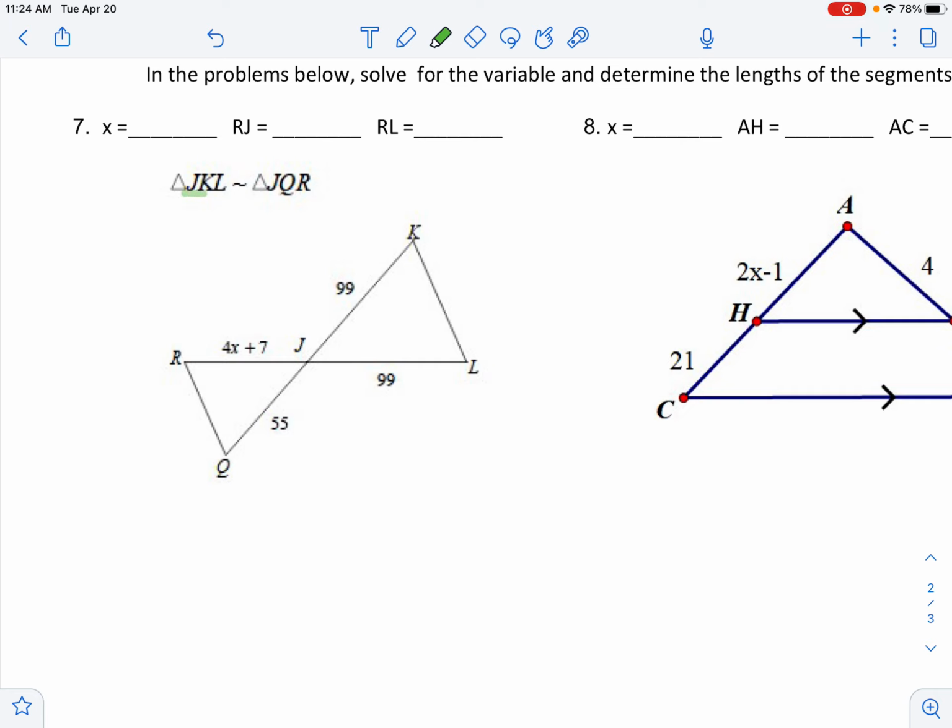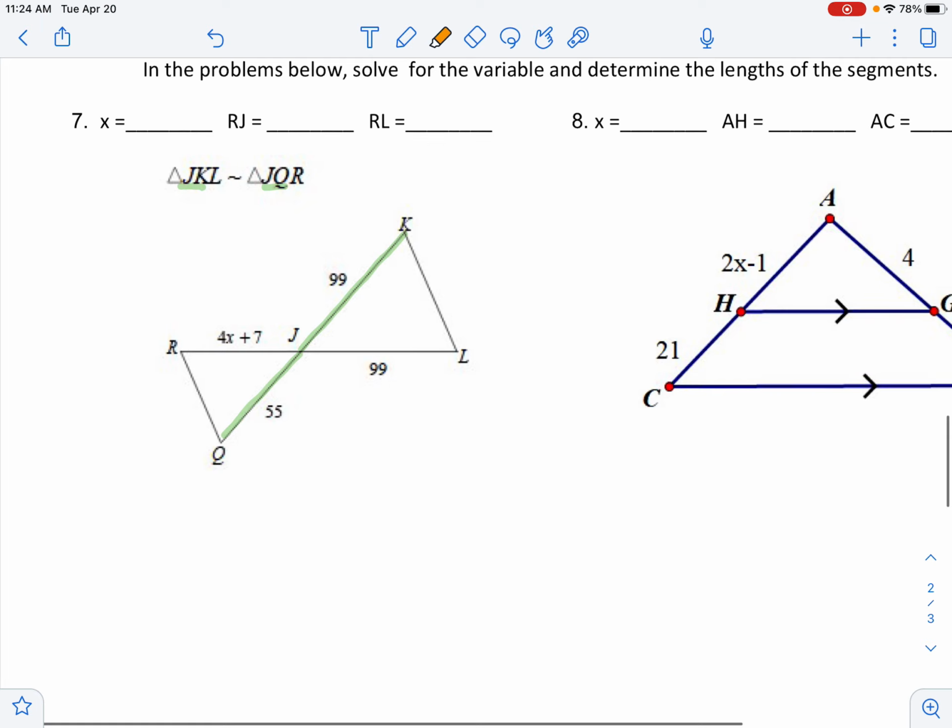So here, JK, this side here, corresponds with JQ, this side here, because they're both the first two letters in the triangle similarity statement. The next one would be JL, because that's what I have information about. Notice I did skip over KL, because it's not labeled. So the next one is JL, so J to L, first to last, and that would correspond with JR. So now I can set up a proportion using these corresponding sides.